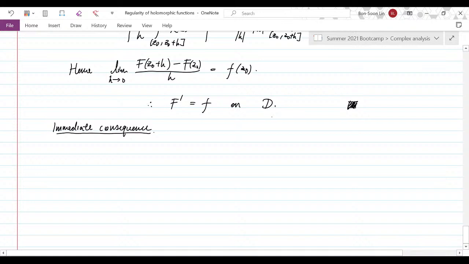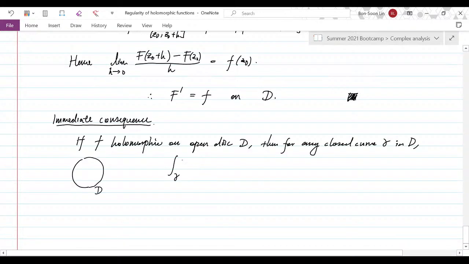If f is holomorphic on an open disk, then for any closed curve gamma inside the open disk, the contour integral over gamma of f of z dz is equal to 0. That's the immediate consequence. So it doesn't matter what gamma looks like, again, because it has an antiderivative. So this is very simple. This is basically a kind of Cauchy theorem result.